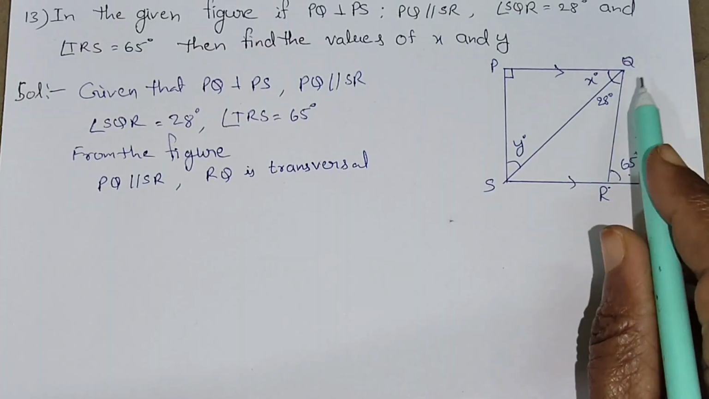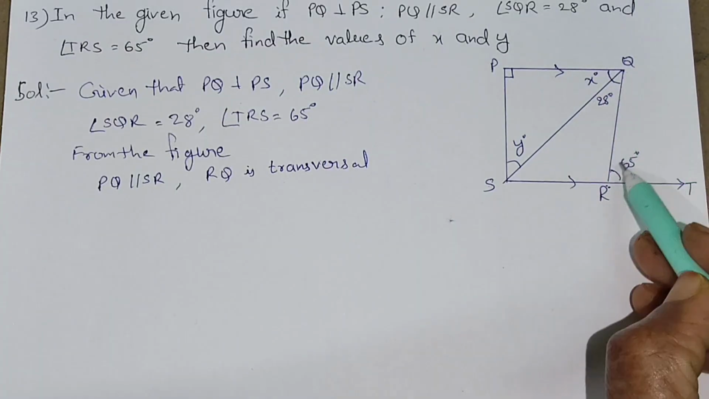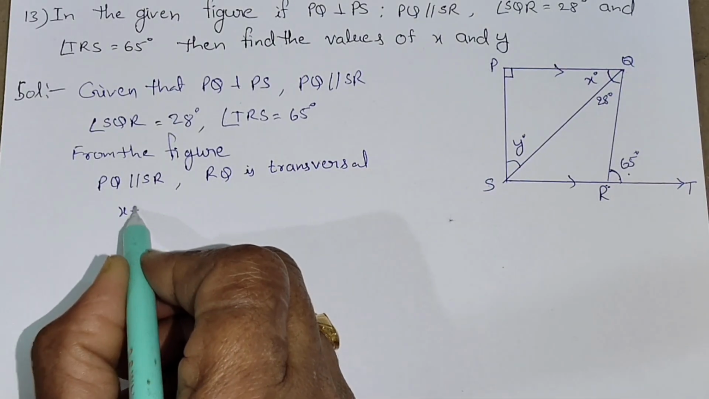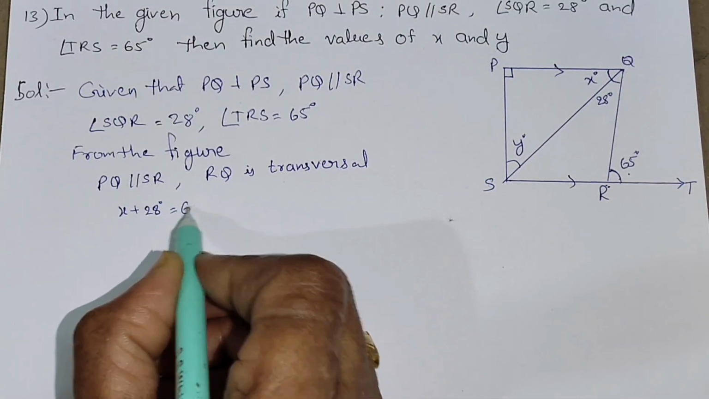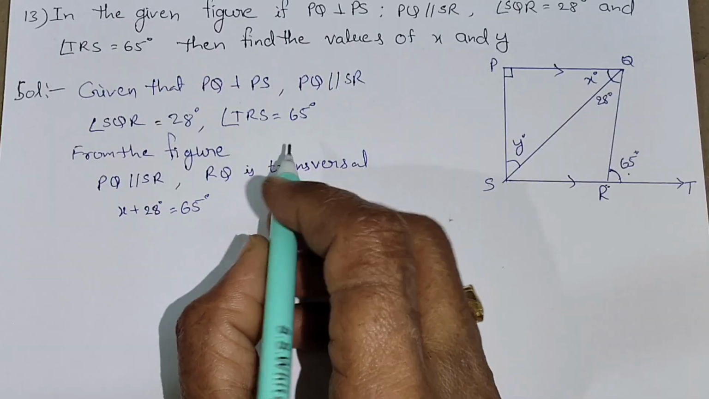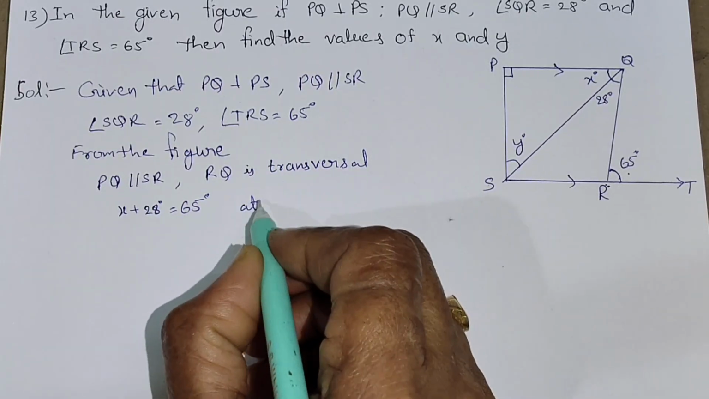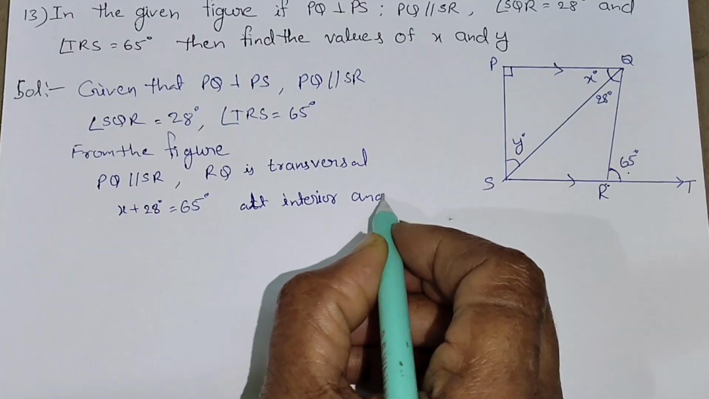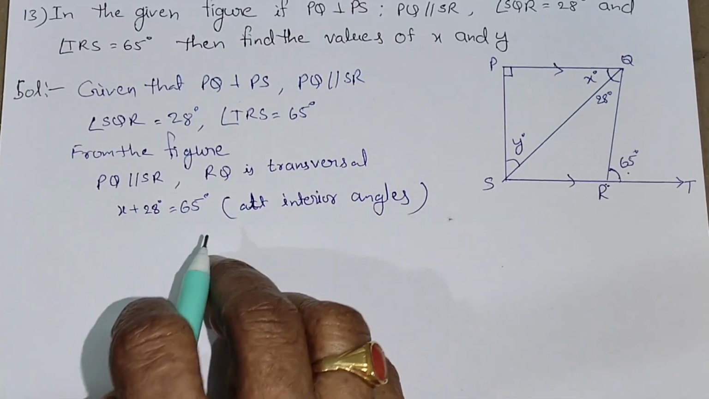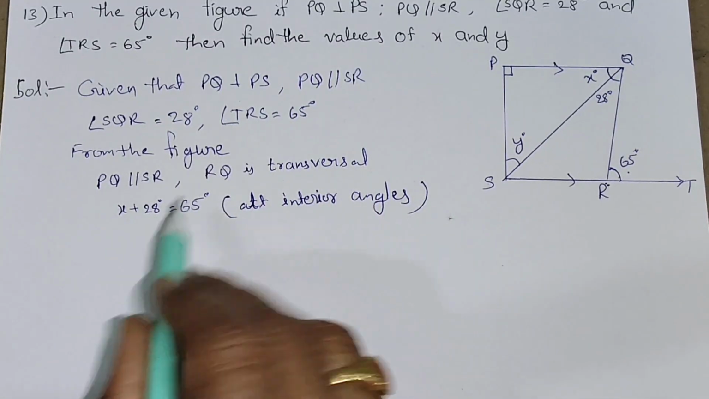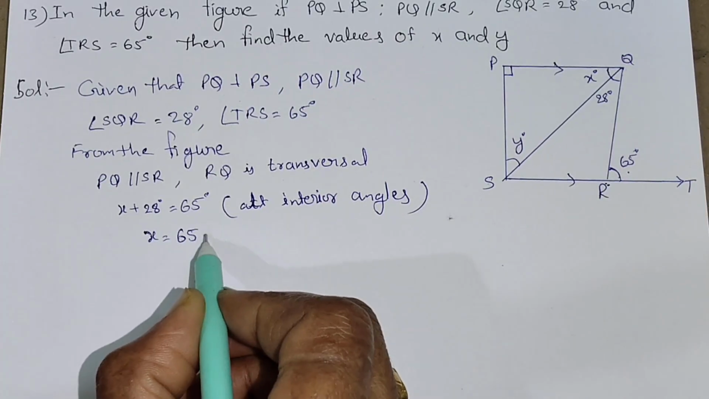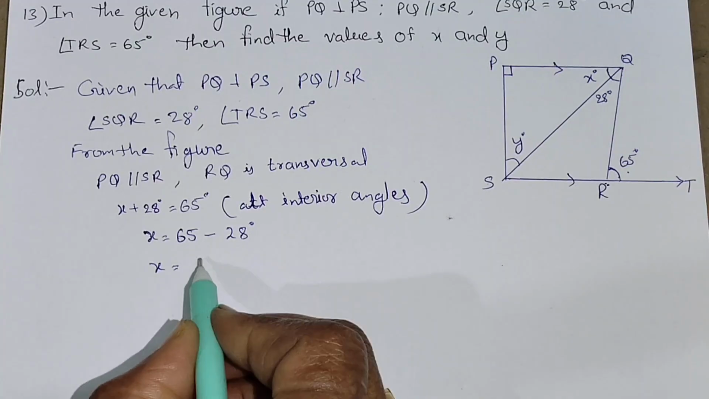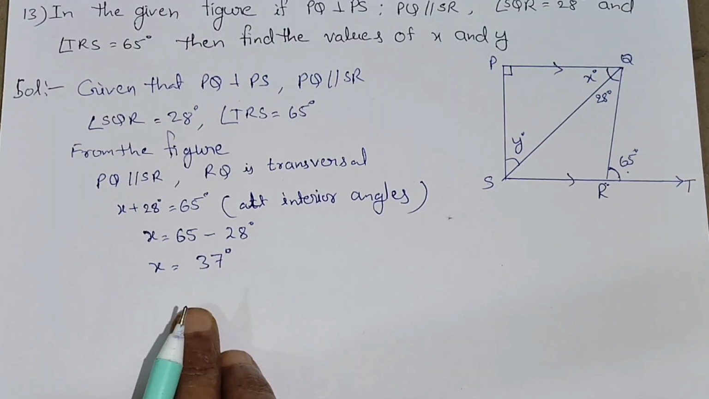So these two lines are parallel. RQ is a transversal, which means this complete angle is equal to 65. So x plus 28 degrees equals 65. These are alternate interior angles, so x equals 65 minus 28. X equals 65 minus 28, which is 37 degrees. We know the x value.